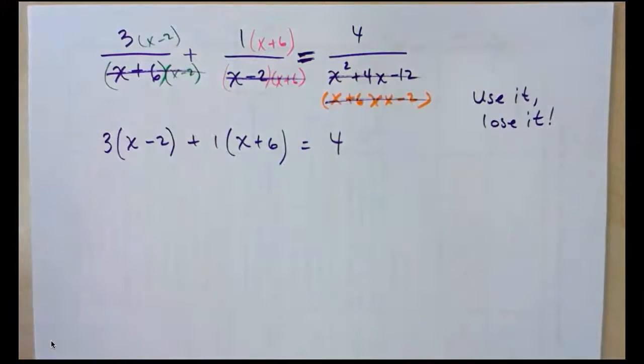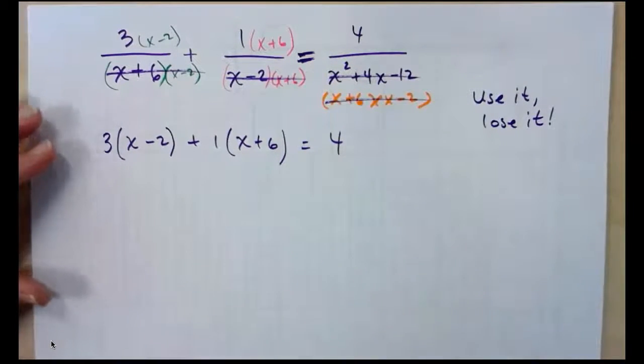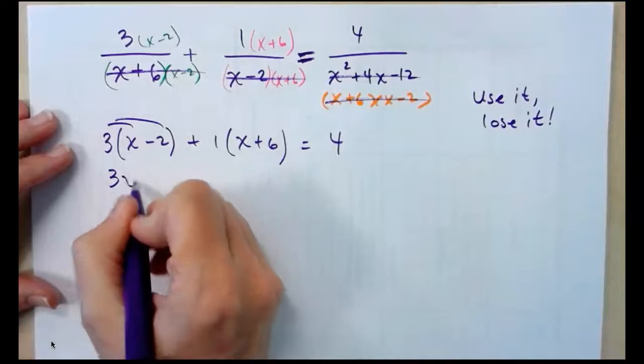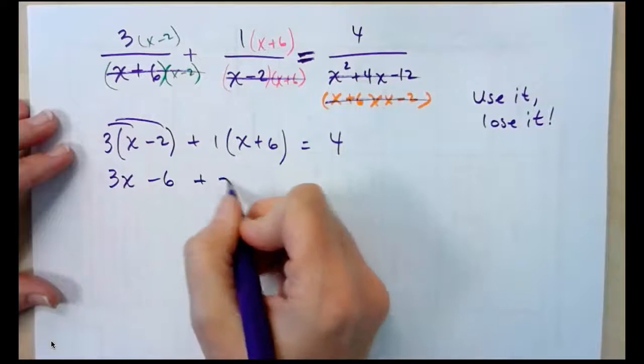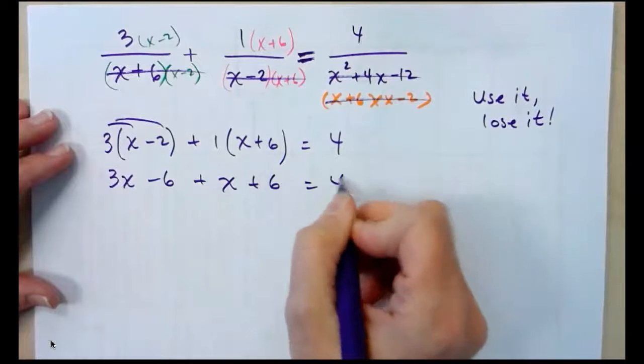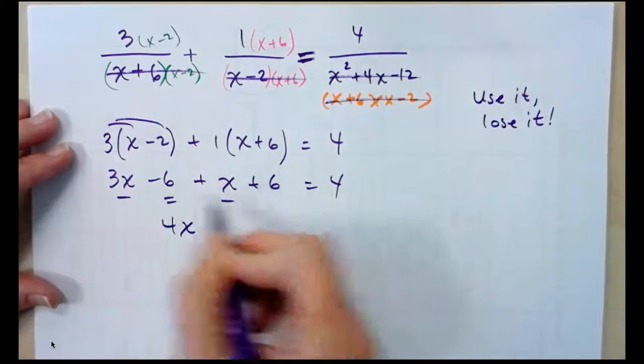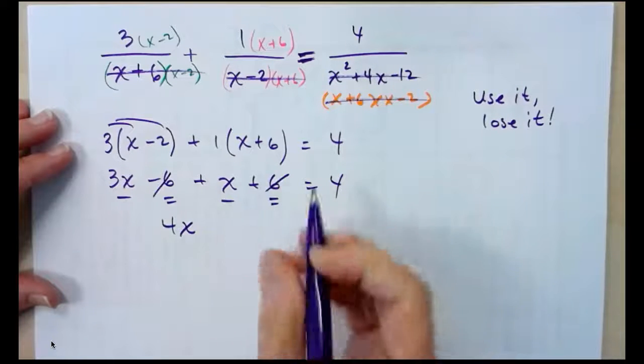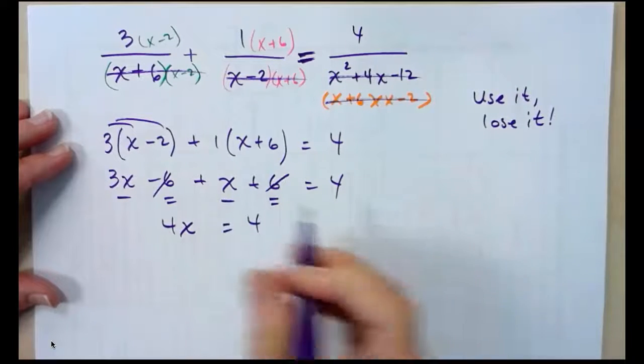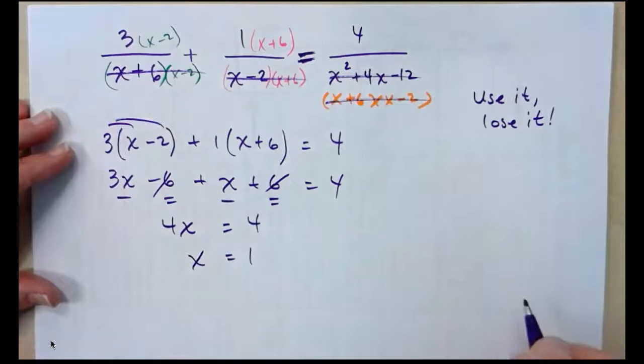Now, let's solve it using the distributive property. That's 3x minus 6 plus x plus 6 equals 4. 3x plus x is 4x, and negative 6 plus 6 cancel, they're zeros. 4x equals 4, x equals 1.